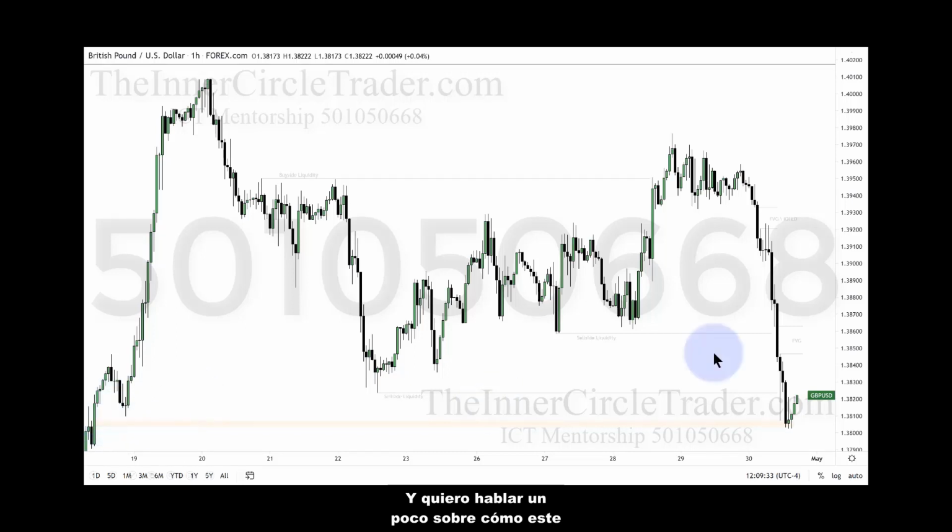And I want to talk a little bit about how this movement here is sometimes a little confusing. But before I get into it, we have this fair value gap as well. So we could see it jump up into here before going lower reaching for that daily sell side liquidity pool. So I'm watching in here to see if it gets up there.